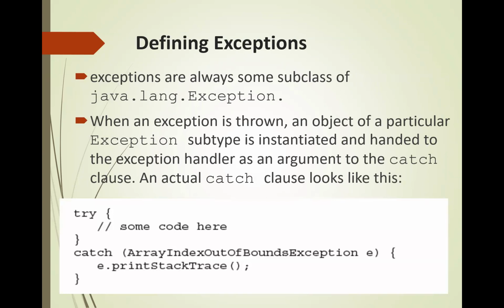Okay, you know that exception is from the Java language exception class. When an exception is thrown, that means an object of a particular type is instantiated and handed to the exception handler as an argument to the catch clause. Therefore, now in the catch clause, you have the exception type and the object you created. Here you have ArrayIndexOutOfBoundsException e. That means e is the object name, to store the thrown object if an exception is thrown inside the try block.